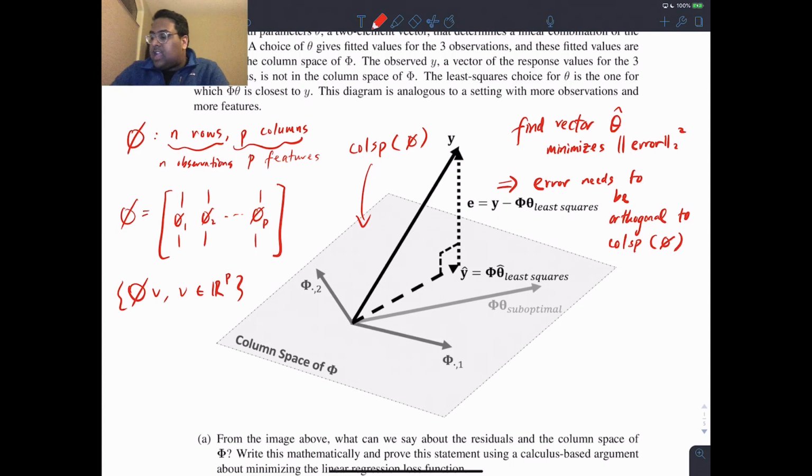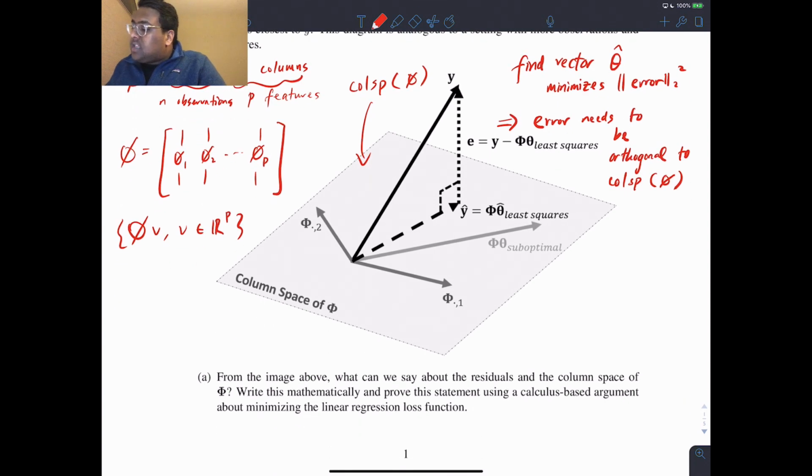Now recall the way we know that two vectors are orthogonal is if their dot product is equal to 0. And remember, phi consists of these p vectors, phi 1, phi 2 through phi p. So what we're saying is that the error vector y minus phi theta hat has to be perpendicular to phi 1, it has to be perpendicular to phi 2, phi 3, and so on, through phi p.